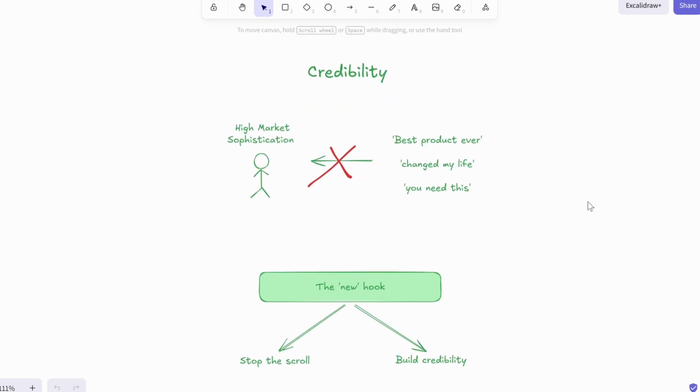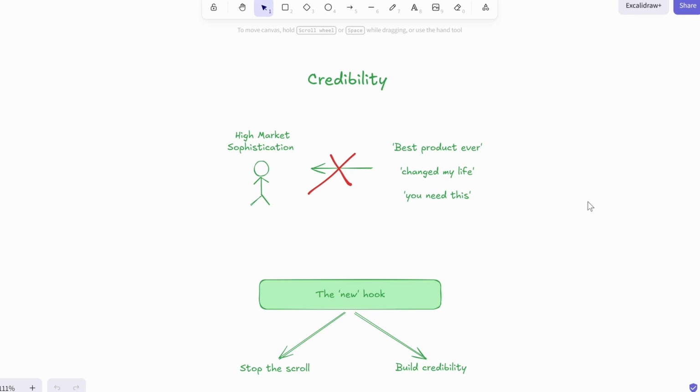Now let's talk about credibility. This first method of building it is really interesting. Specifically, it is about how the best ads today build credibility before the viewer even realizes that they are watching an ad.